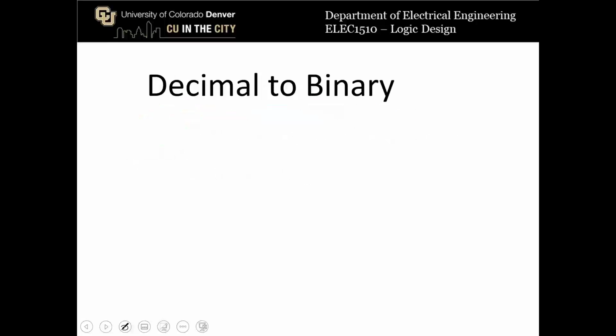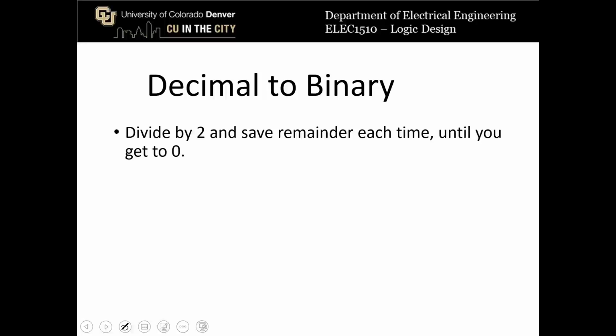Converting from decimal to binary is less straightforward. What you have to do is take your decimal number and divide it by 2 repeatedly and save the remainder each time until you eventually get to 0. So for example, let's convert 45 base 10 into binary. So first, we start out with the number 45.